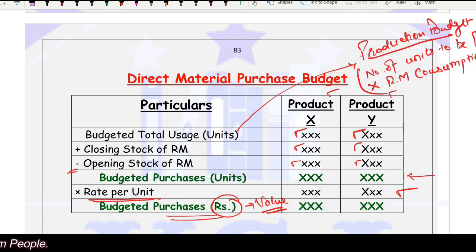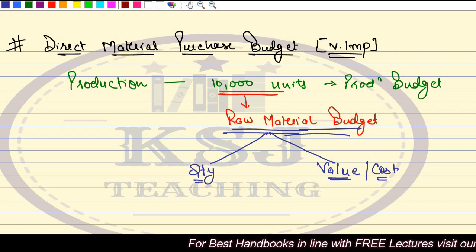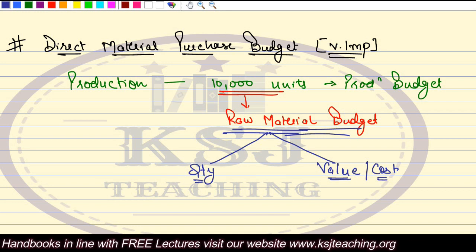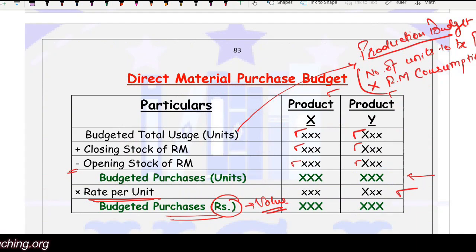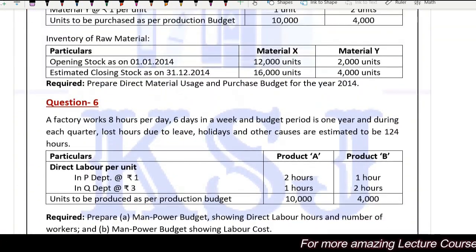Now, which raw material we should buy, from where we should buy, in which plant more of the raw material is required, from which supplier we need to buy. All these things you need to decide in the raw material budget. I hope this much is clear. So let's do a practical problem on this now. Let's see. Question number 5.